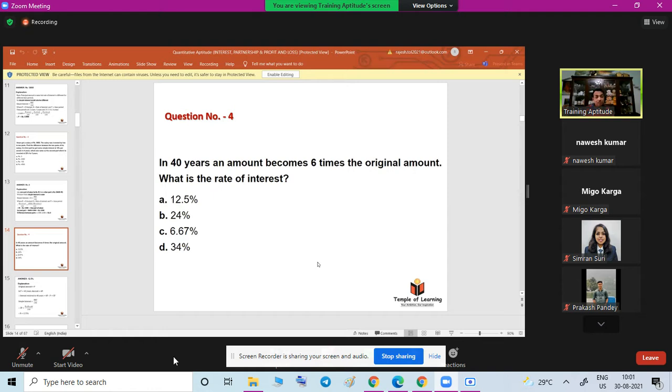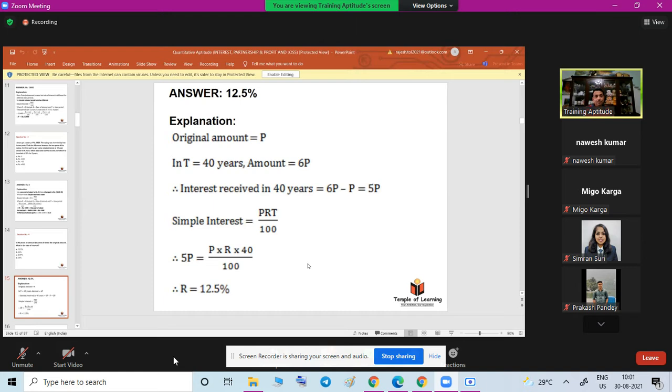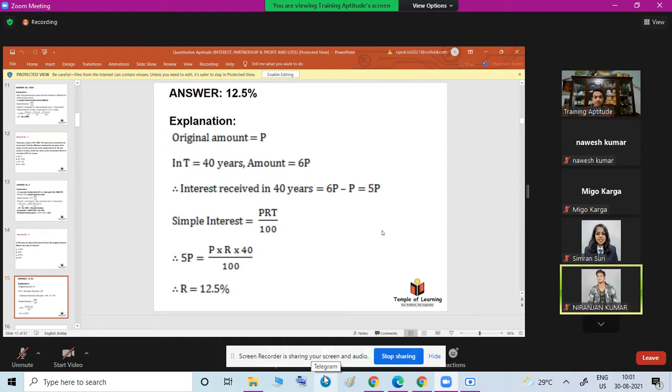So if your amount is 6 times, your interest is 5 times. Now it's easy. What is the rate of interest? Amount is 6 times, so interest is 5 times. Simple, straight question. I'm sure everybody understands this question. Is this okay?